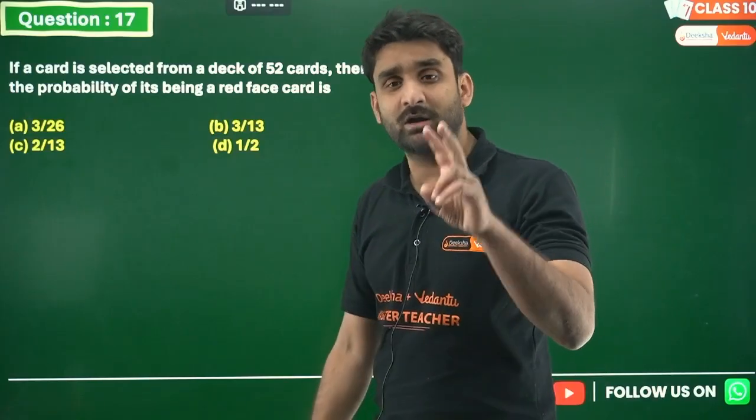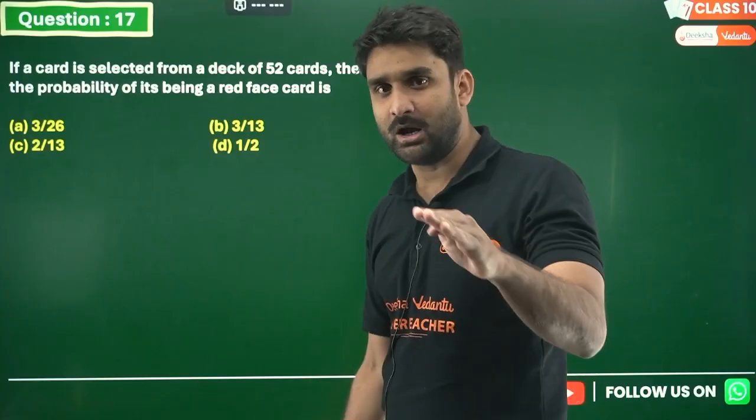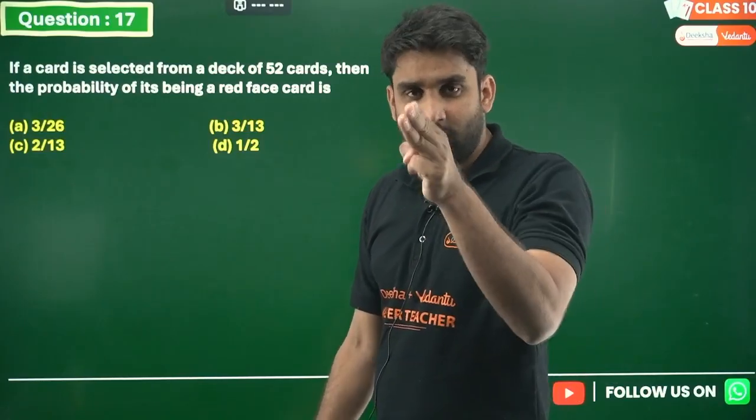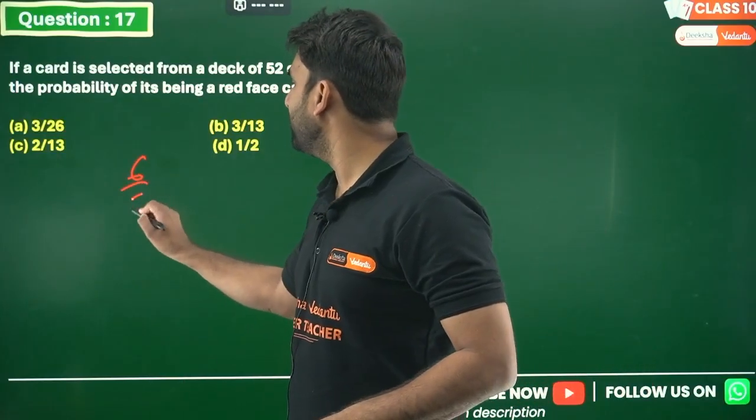So red face cards are 6. Red category is diamond and heart, and there are 3 face cards: king, queen and jack of diamond, and king, queen, jack of heart also. So 6 divided by 52.